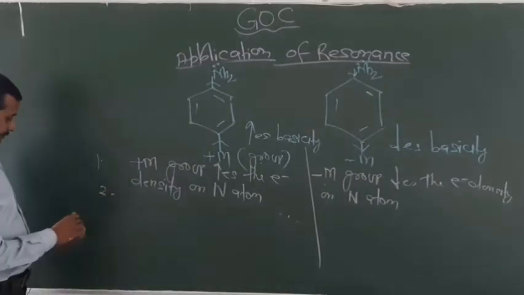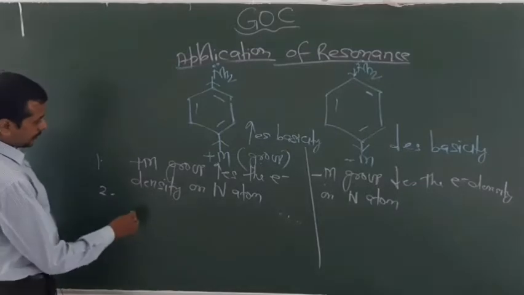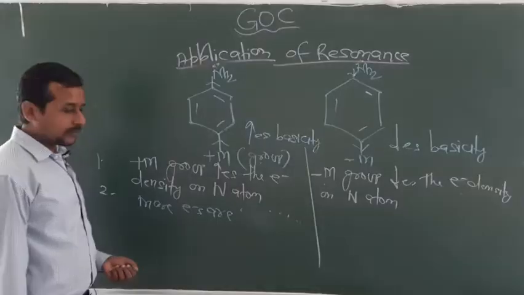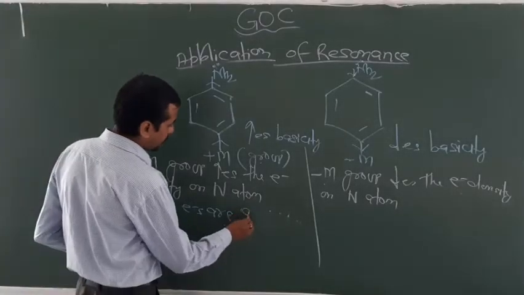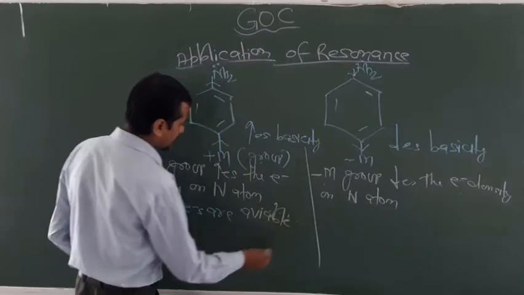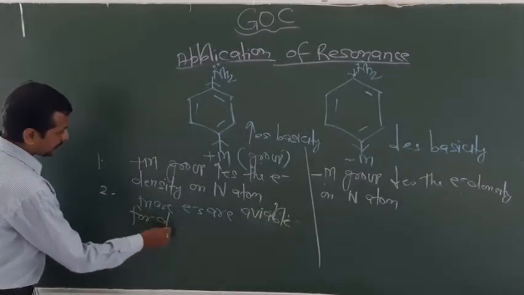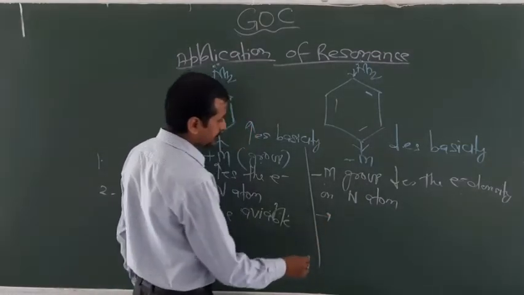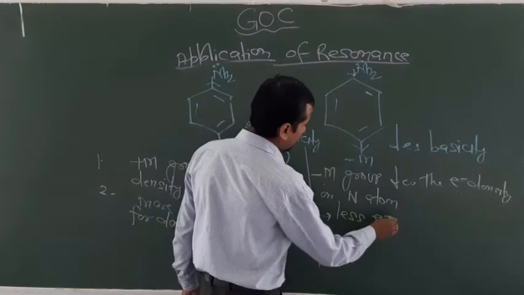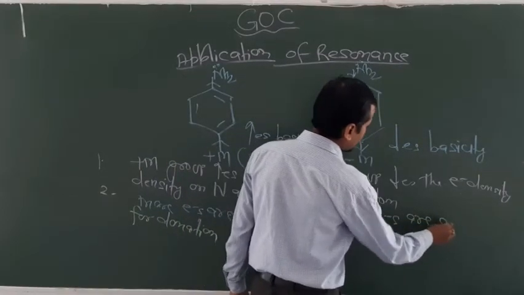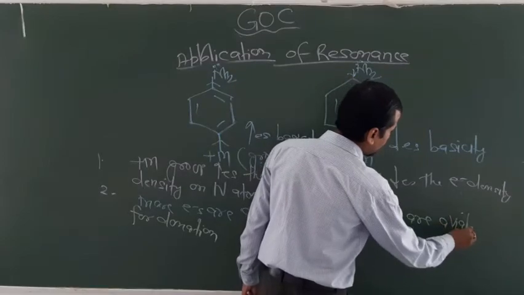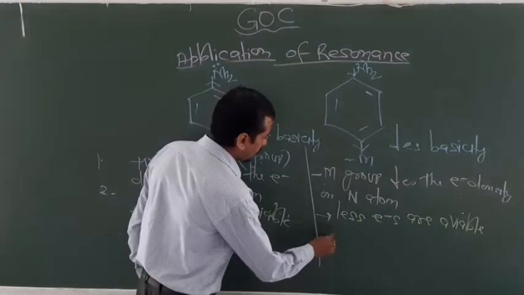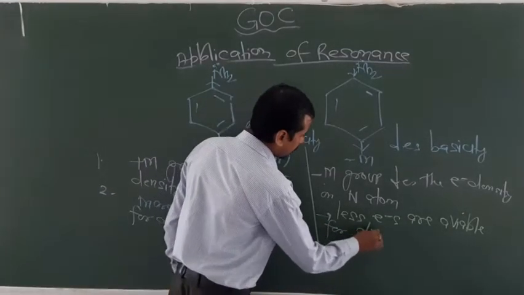Now the second point of difference: more electrons. So now more electrons are available for donation. Here what happened? Fewer electrons are available for donation.